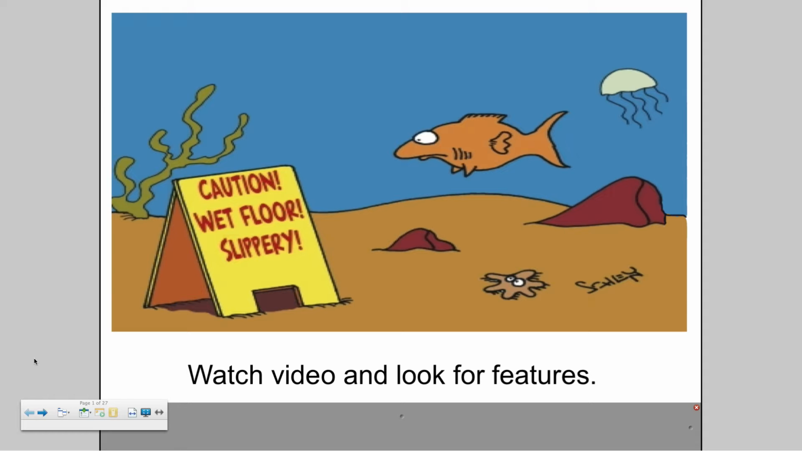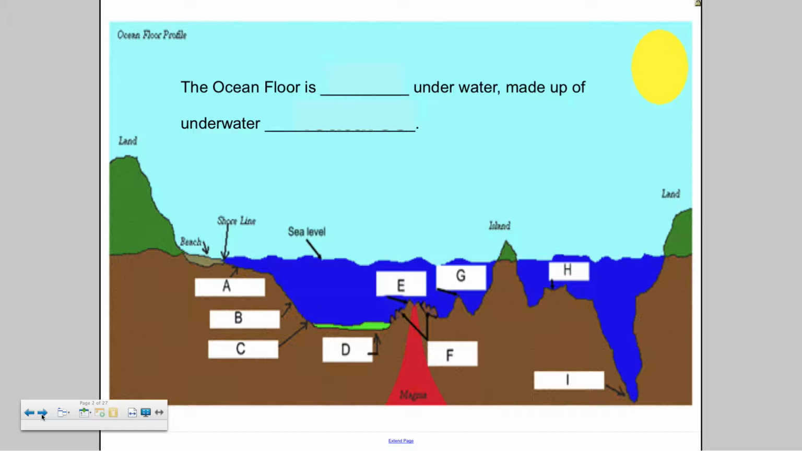On land. So today we are going to be completing our note sheet where you have a picture that looks like this. And then underneath you have definitions with blanks where we fill in the words for the definitions. Before we go through those definitions, let's fill out this top portion, this statement. It says the ocean floor is blank underwater and made up of underwater blank. What word do we think goes here?